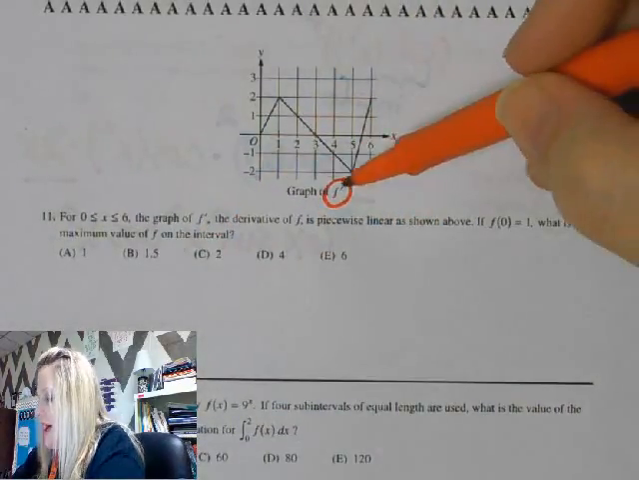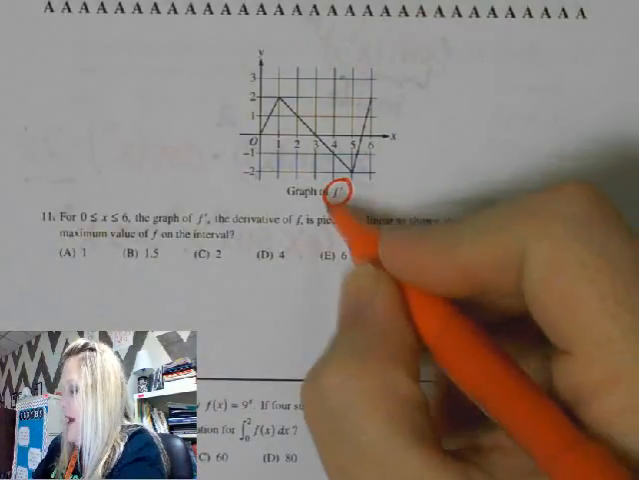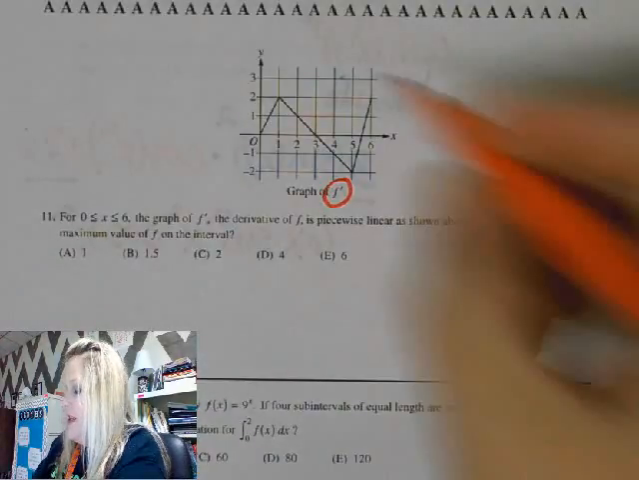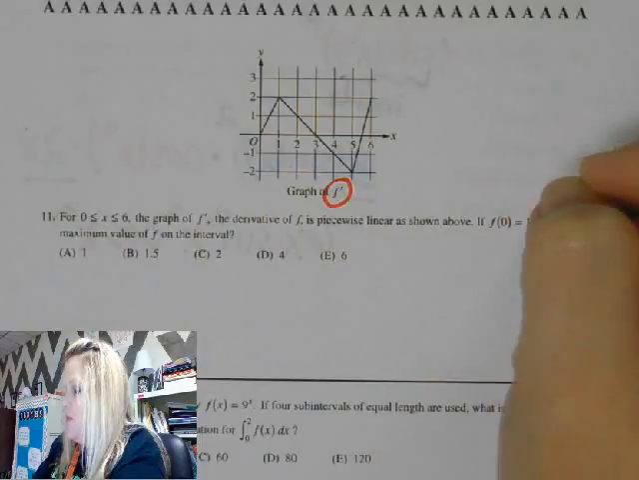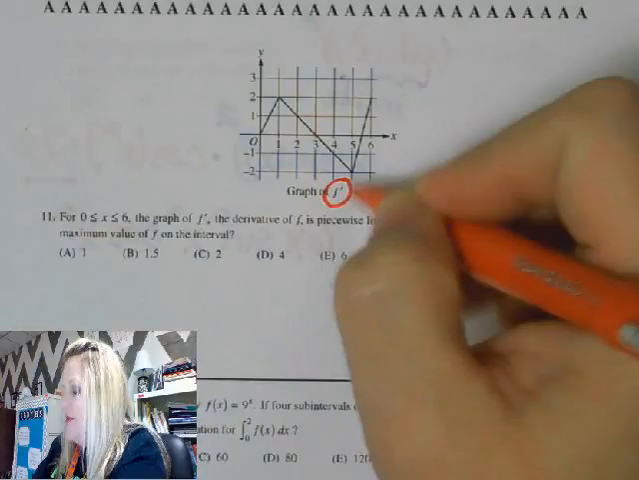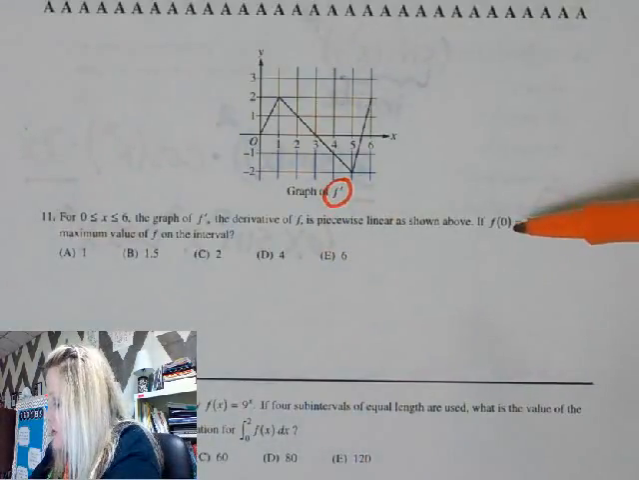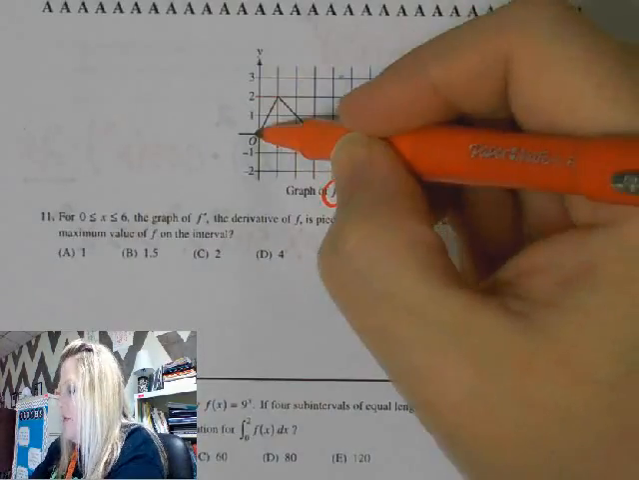So if this is the graph of the derivative of f, we have to integrate this to answer questions about f. Right, so this is saying that when x was 0, f of 0 was 1. And so this is the rate of change of f. So what we need to do is figure out how much does it change from 0 to wherever the maximum would occur.